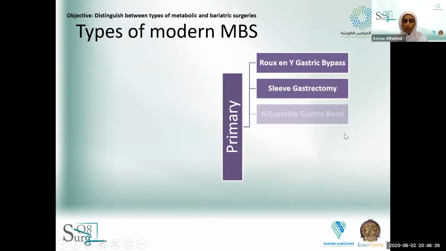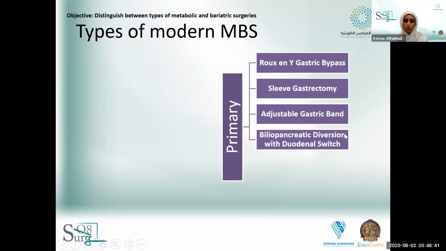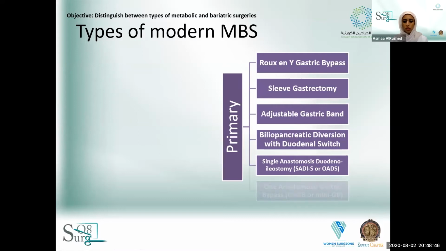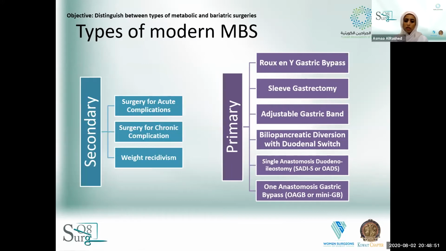So you have your Roux-en-Y gastric bypass, you have your adjustable band, your sleeve gastrectomy, you have your biliopancreatic diversion with duodenal switch, the single anastomosis duodenal ileostomy, and the one anastomosis gastric bypass. And there are secondary bariatric surgeries. We're not going to be talking about these. The secondary would be, for example, as a result of a complication, whether acute or chronic, or if they required surgery because they regained weight or were underweight, and so forth. This is beyond the scope of the talk.